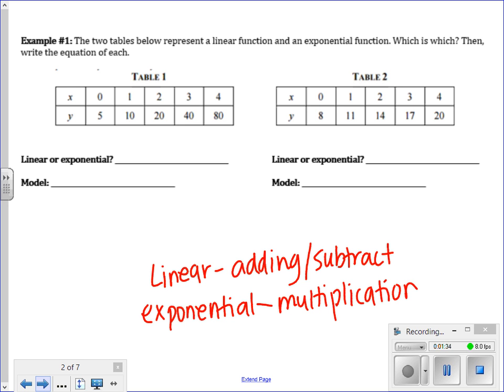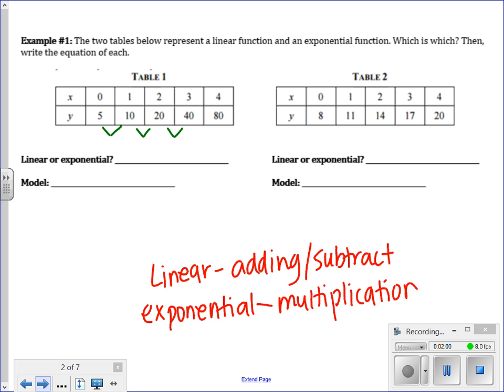So I'm going to look at the y values. I need to figure out how I'm getting from 5 to 10, how I'm getting from 10 to 20, 20 to 40, and so on and so on. Well, 5 to 10, if I was adding, that'd be 5 plus 5 gives me 10. But then 10 plus 10 gives me 20. That doesn't seem to be right, because remember when we talked about linear functions, we talked about how you have to add the same number every time, which is not the case here.